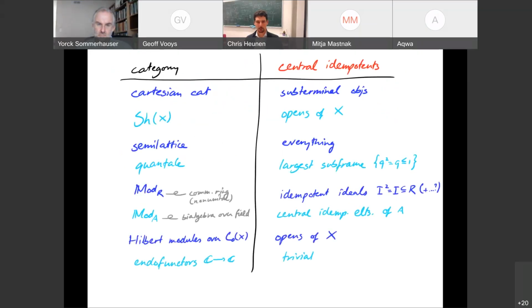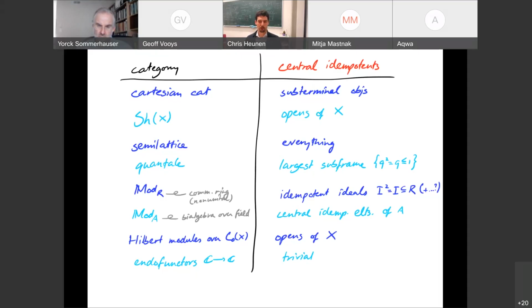So we've seen a lot of examples now. On the left here, I've made a little table. On the left is the category, on the right is what are its central idempotents. So if you start with a Cartesian category, you get exactly the subterminal objects. Specifically, if you start with sheaves over X, you get the opens of X. If you start with a semilattice, every element is a central idempotent. If you start with a quantale, you get the largest possible subframe within the quantale, namely all the idempotent elements below 1.